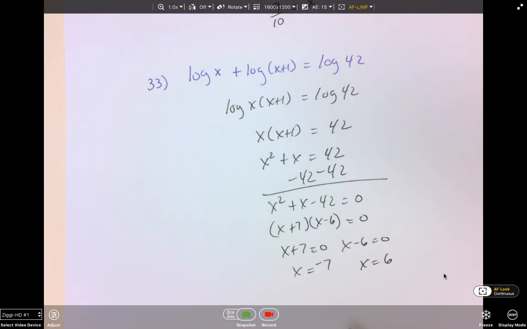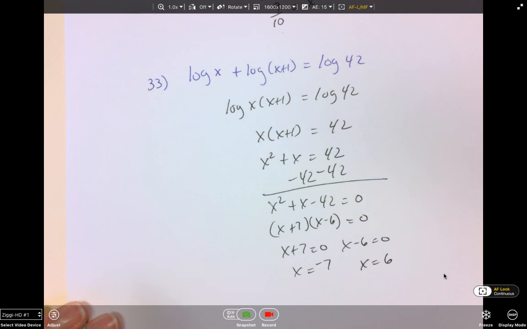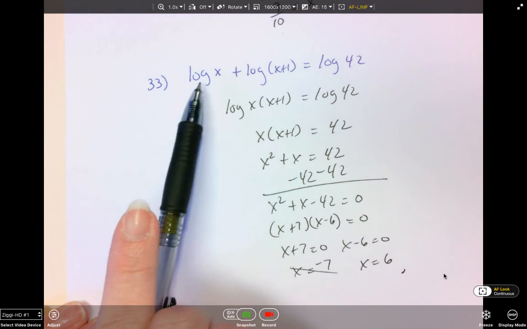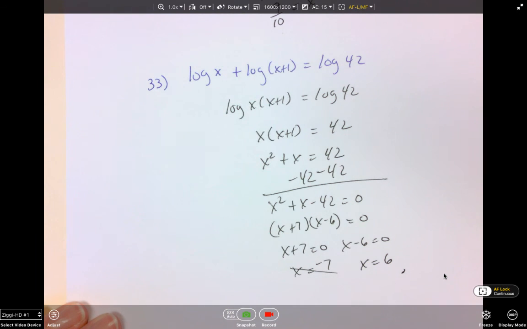Now, we have to make sure that none of these are against our domain. We have this negative 7. If we plug it back in, I'm taking the log of negative 7. Can't take the log of a negative number, so that one cancels out. If I plug in the 6, I get log of 6. Well, I can do that as a positive. And over here, I get log of 6 plus 1. Well, that would also be a positive number. So this one will be your answer.